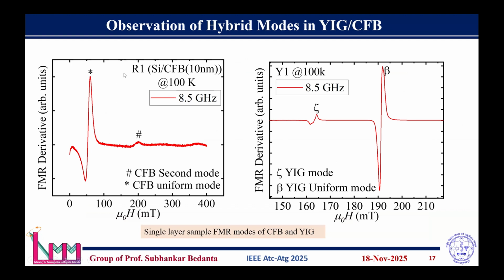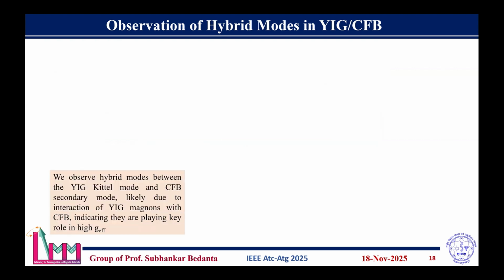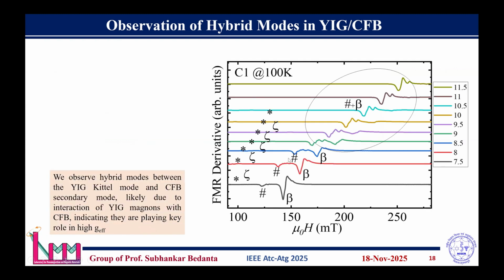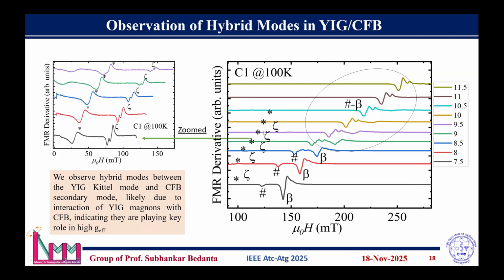So for the reference single layer of silicon CFP, we saw this star mark and the hash mark mode, the first and the second of a kind for a single layer CFP. And similarly, for a single layer of YIG, we see over here this first mode, which is marked in zeta, and the beta form in the second uniform mode for YIG. So when we club together these YIG and CFB samples, we see the presence of this kind of structure, where in the zoom view we can see this star and the zeta modes were similarly present over there as they were in the single layer reference sample.